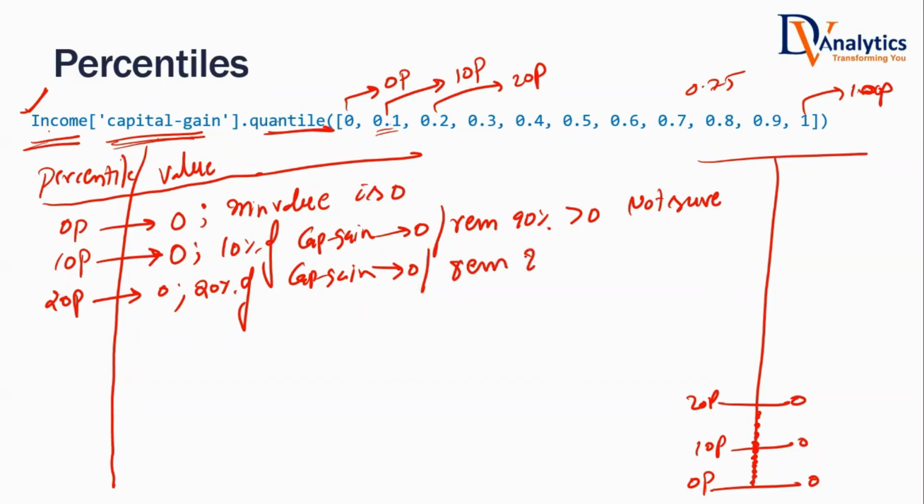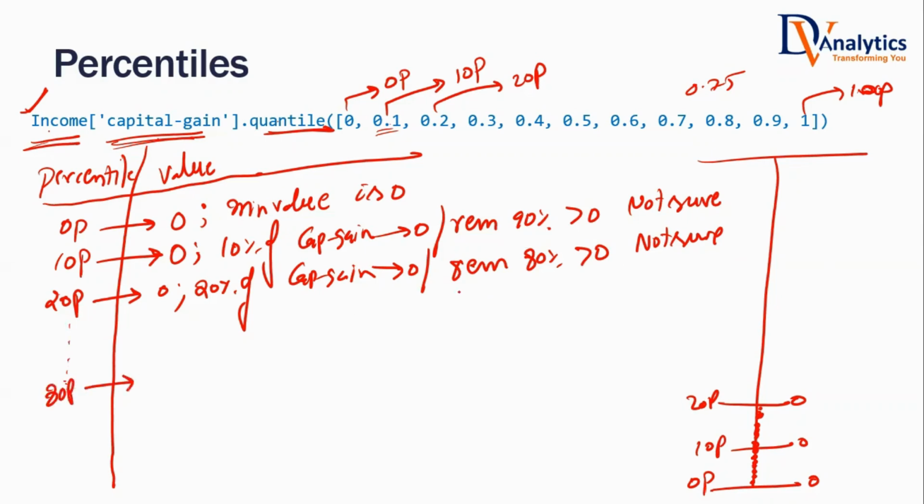Can I say the remaining 80% will be greater than 0? Not sure. You have seen only 20% of the data. You can only make comments on the 20% of the data. Similarly, you keep on going like this.